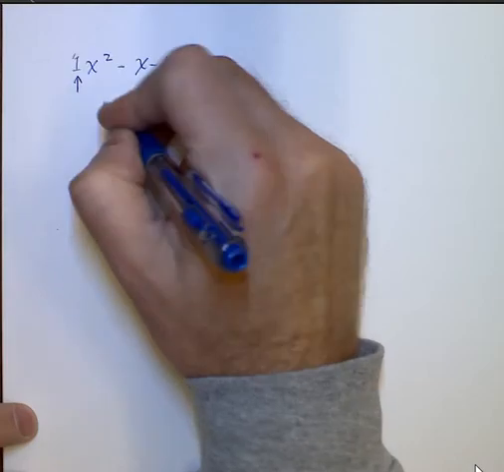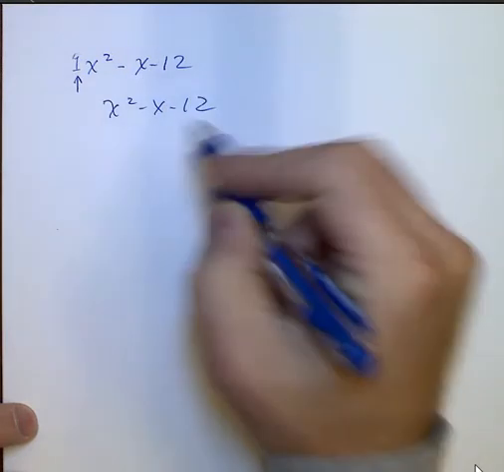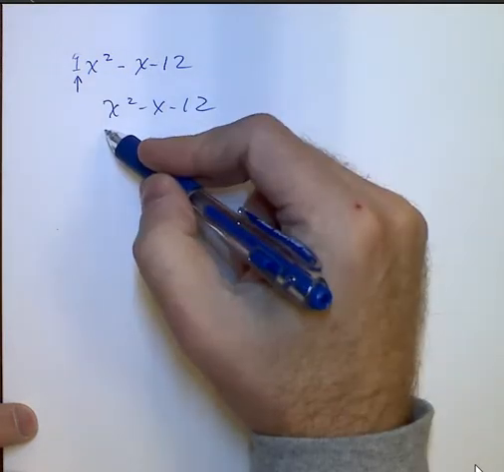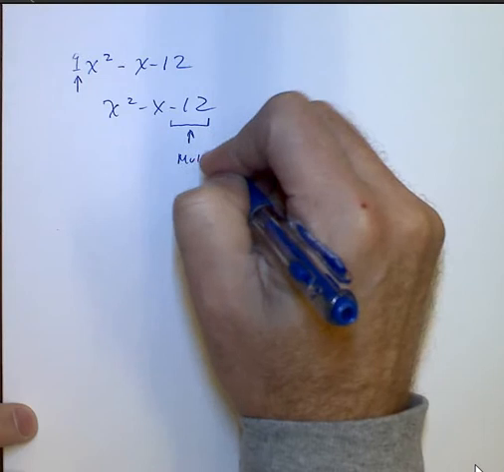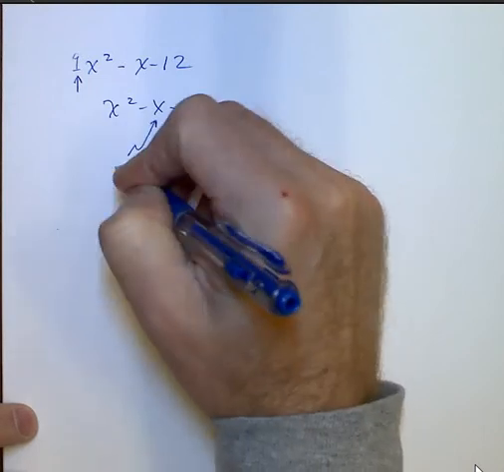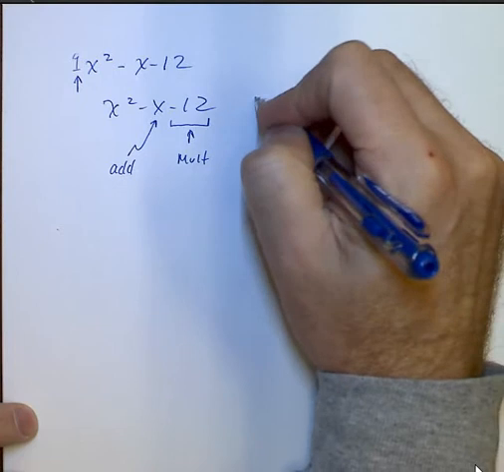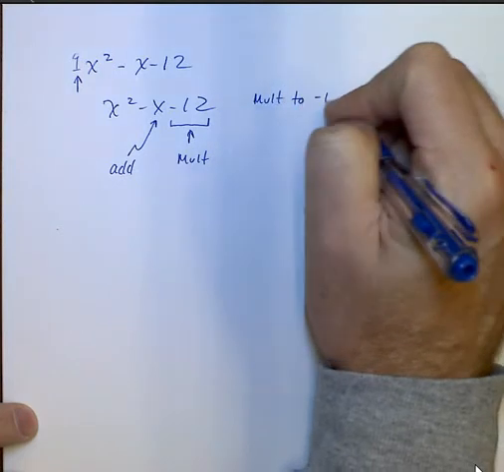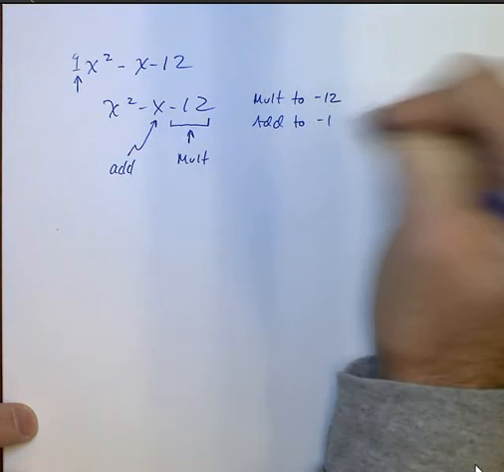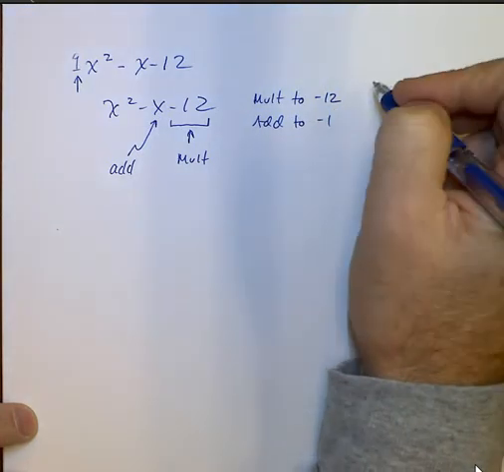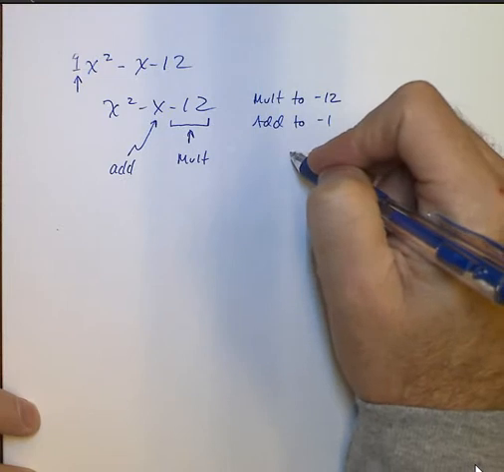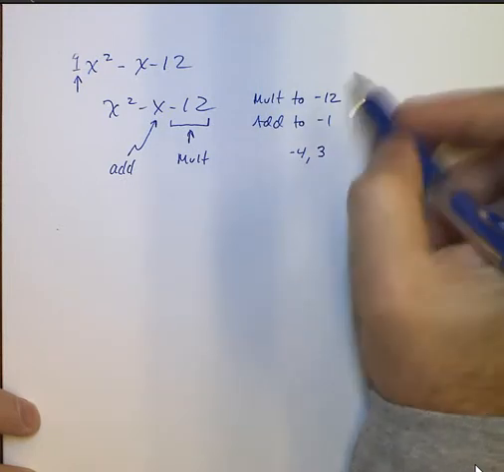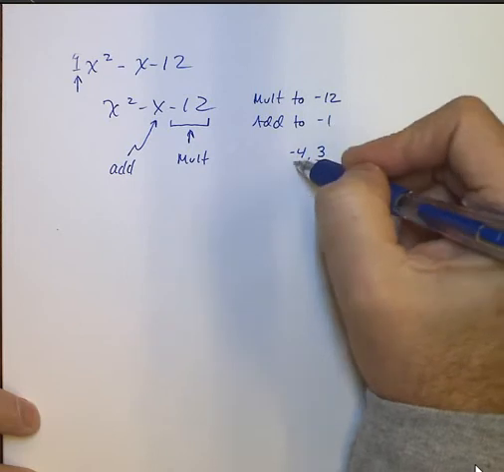So we have x squared minus x minus 12. The process you follow will be the same every time. You're going to find two numbers that multiply to this number and add to this number. So in this problem, we're going to look for two numbers that multiply to negative 12 and add to negative 1. The first step, once you declare that, is to figure out what those two numbers are. Two numbers that happen to multiply to negative 12 and add to negative 1 are negative 4 and positive 3. Negative 4 plus 3 is negative 1, and negative 4 times 3 is negative 12.